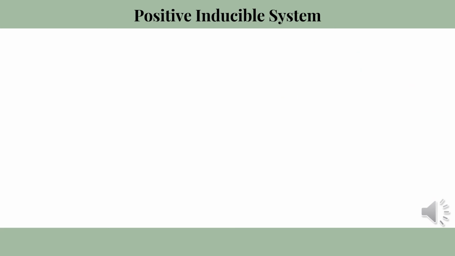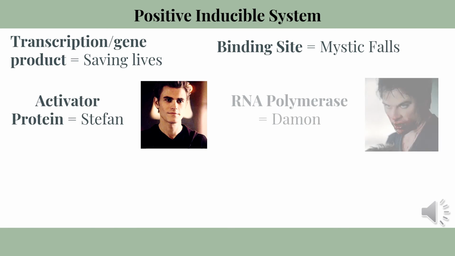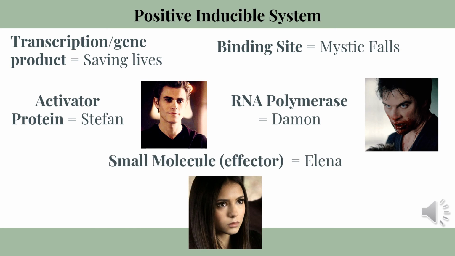To show how this relates to our positive inducible system, we'll be using the analogy of saving lives as our transcription/gene products, with the binding site being Mystic Falls, home of our dynamic trio and hotspot for supernatural drama, the activator protein being Stefan, RNA polymerase being Damon, and the small molecule being Elena.